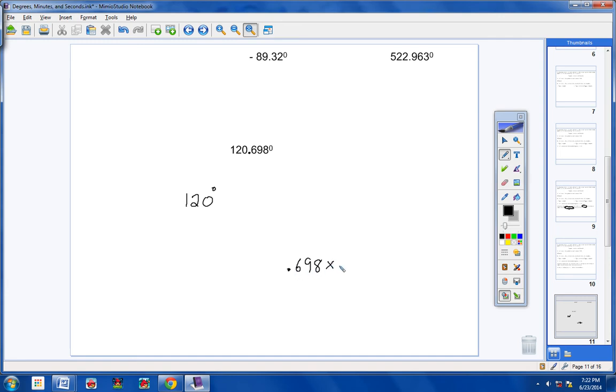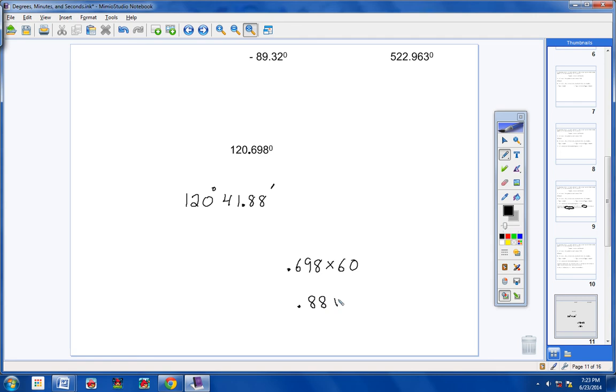I'm going to take 0.698 and multiply it by 60 to convert it over to minutes. So if you do that, go ahead and type that into your calculator if you want to. 0.698 times 60, you will get 41.88. So now here's what I have. I have 41.88 minutes. Okay? But that's not good enough for me. I don't want this decimal. So now, see this 0.88? That's less than 1 minute.